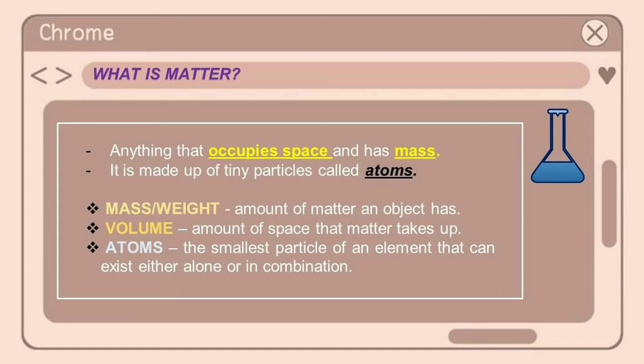But since the red ball is bigger, that means it has more mass than the smaller ball. It also takes up more space than the blue one. In comparison, the blue ball is smaller, meaning it has less mass and takes up less space. Furthermore, matter is made up of tiny particles called atoms, the smallest particle of an element that can exist either alone or in combination.